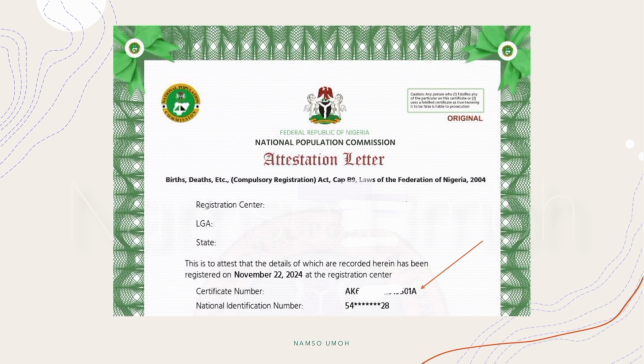You go to the NIMC website, input that number, and then your date of birth will be pre-filled by that same portal. You don't have to fill in the date of birth that you want to modify. It is being pre-filled from that certificate that you obtained. So you just have to input that, then you upload the NPC certificate and you submit it.